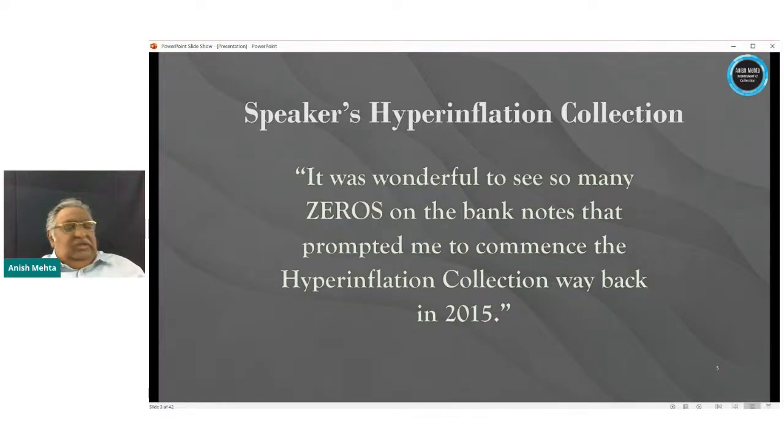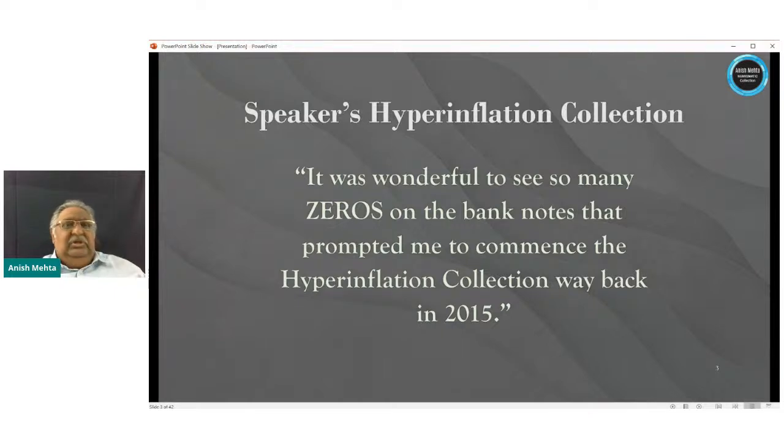I buy these notes basically from exhibitions or from dealers. One of the big benefits of doing this collection is that you learn a lot about history around the world, about printing, how the notes were printed, how people used them, and how the economy has moved over time. It also allows me to meet a lot of people from different walks of life around the world.